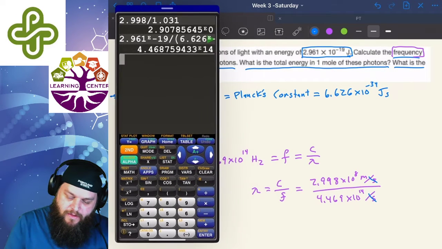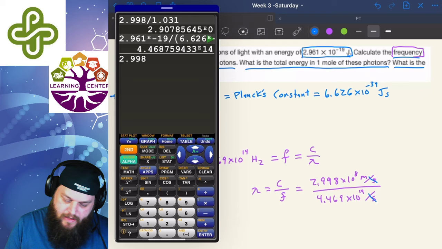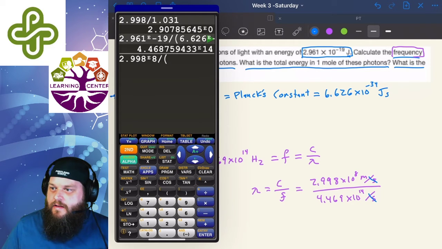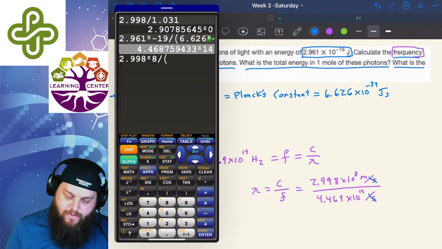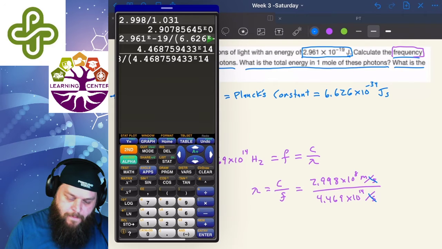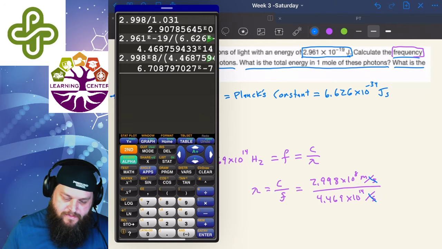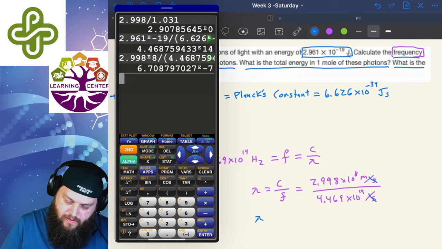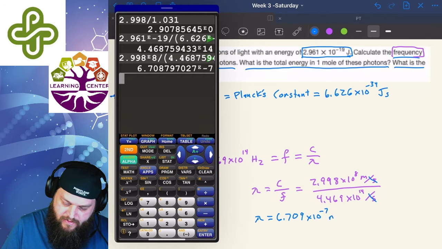So we can plug that into our calculator now. 2.998 e to the 8 divided by, need my parentheses on the bottom so I make sure I'm dividing by not just the 4.469 but the times 10 to the 14. I'm actually going to grab the value in my calculator and paste that in. That way I don't have that rounding error that might come up. Close my parentheses. So my wavelength is equal to 6.709 times 10 to the negative 7 meters.